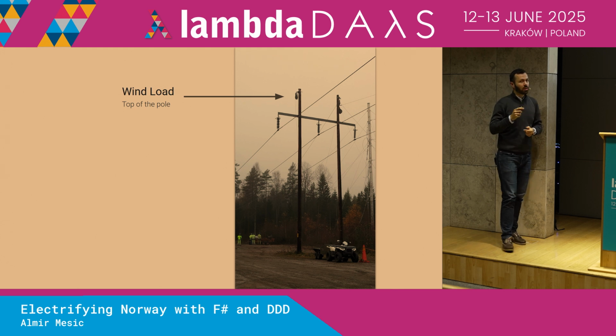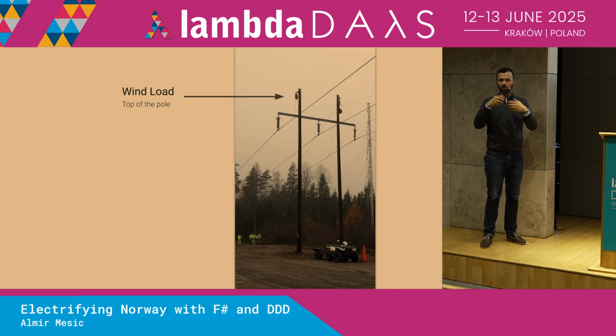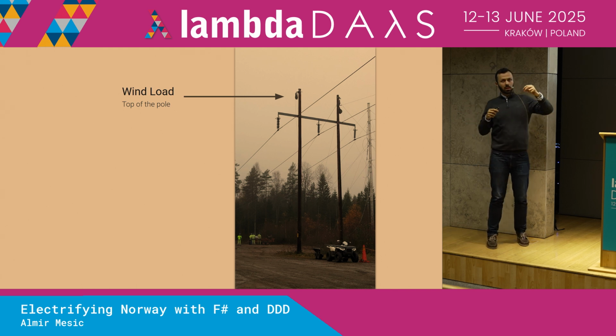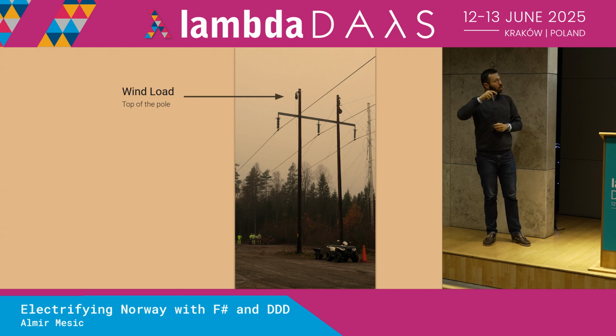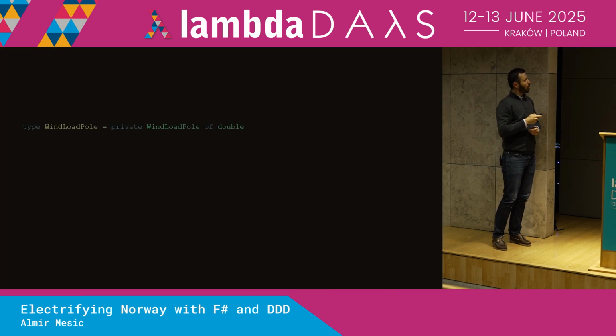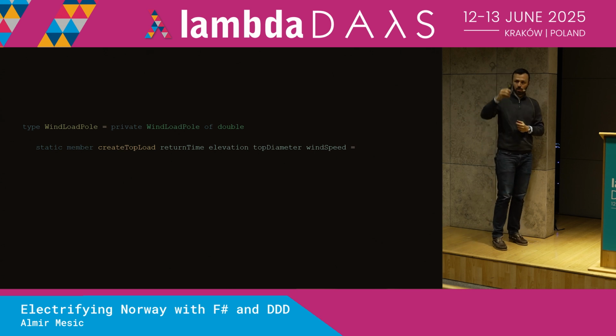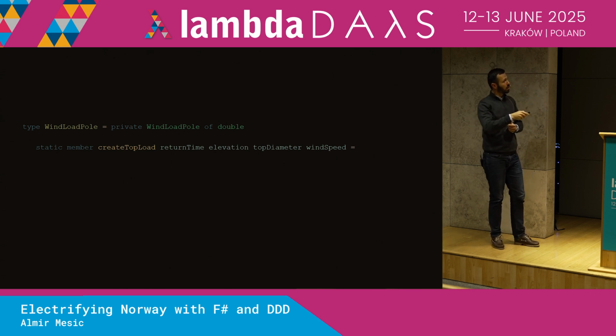So the question is, when do we use top diameter? One thing is to have it as a concept, but in which context do we use it? When we calculate the wind load in our system, we do it both on the power line and the pole, and we need to know the top diameter of the pole in order to apply the wind load on the system. So the way we do it is, again, a single case union type. We have a function called create top load. We take in 4 arguments. Return time, that's the frequency of the load. Elevation, how high the pole is above sea level. The top diameter, and the wind speed.